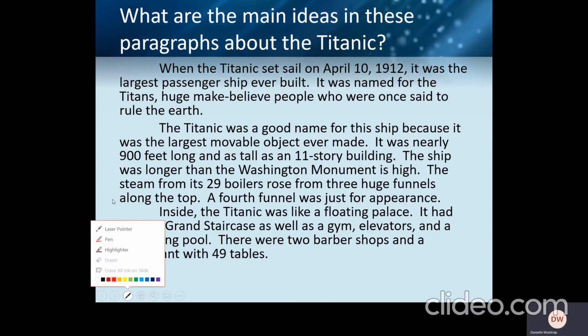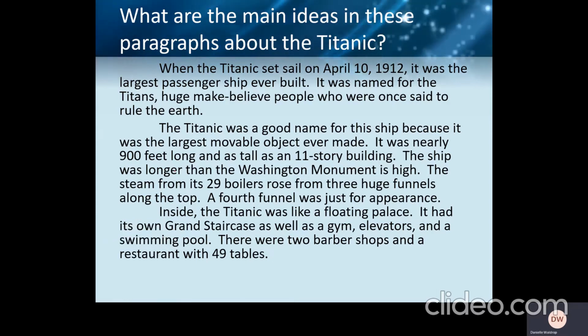Should have been highlighting this. It would be this one. The Titanic was a good name for this ship because it was the largest movable object ever made. Now, when we look at the second paragraph, we know that this paragraph is going to be talking about just how big it was. When it says it was the largest movable object ever made, give me a detail now from the rest of the paragraph that's going to go back and explain this main idea right here. How large was it?